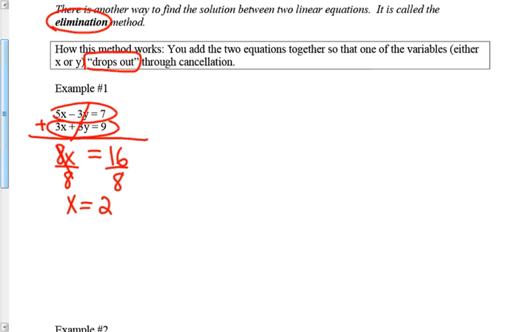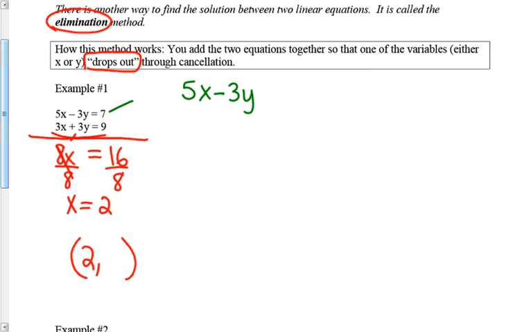The number x equals 2 is not a point. That is a part of a point. So right now I have 2 comma something. I don't know the y. So what I have to do is look back at the original problem and write down one of the equations. I typically just write down the first one, the one on the top: 5x minus 3y equals 7.